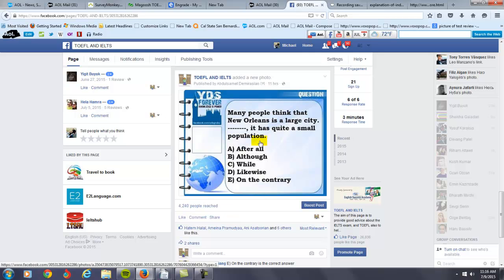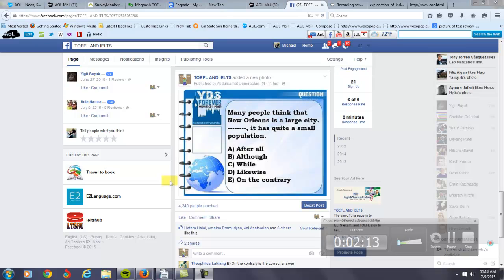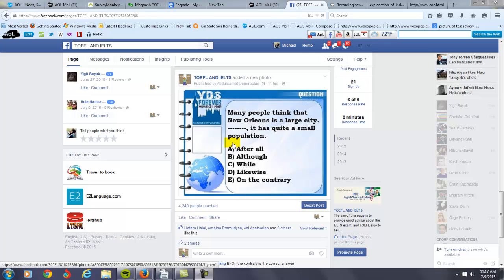Alright, so let's look at this question a little more carefully. Okay, so the next thing is, once you understand that these ideas have opposite relationships, then you say, okay, which of these answer choices, A, B, C, D, and E, show an opposite connection or opposite meaning with the two ideas. So first of all, if you say after all, usually you use that to emphasize an important point, not to show how something is different.